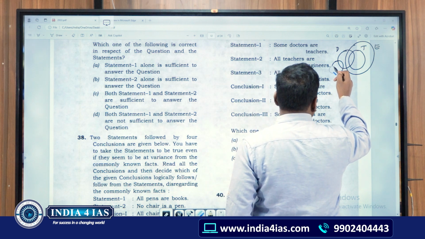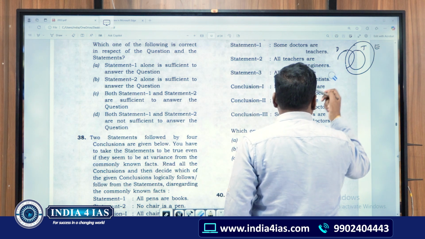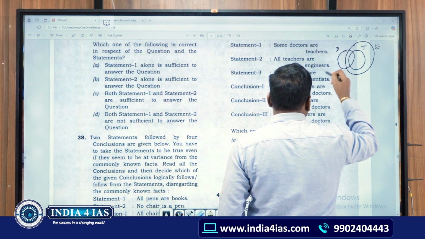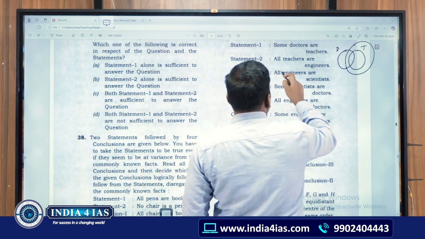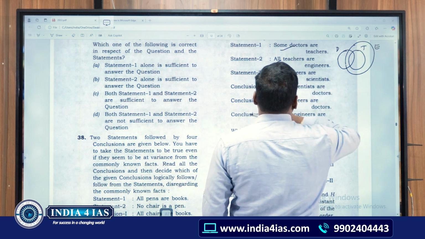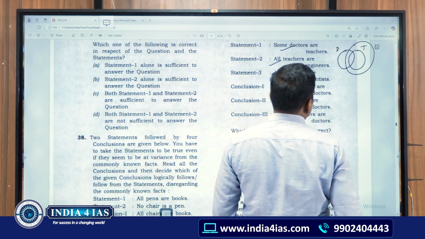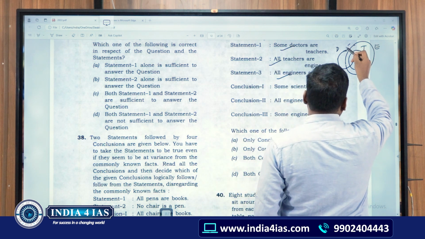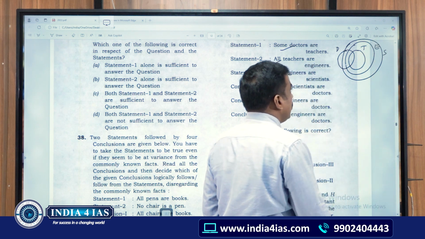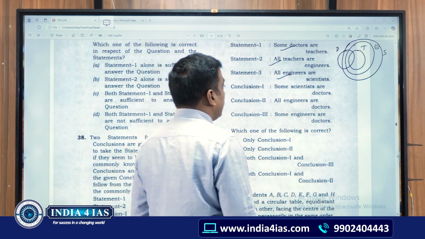So, don't make this mistake. In the examination hall, in a hurry, you will combine both the statements and conclusions. So, now all teachers are engineers, some doctors are teachers, and all engineers are scientists. This is what we can draw.